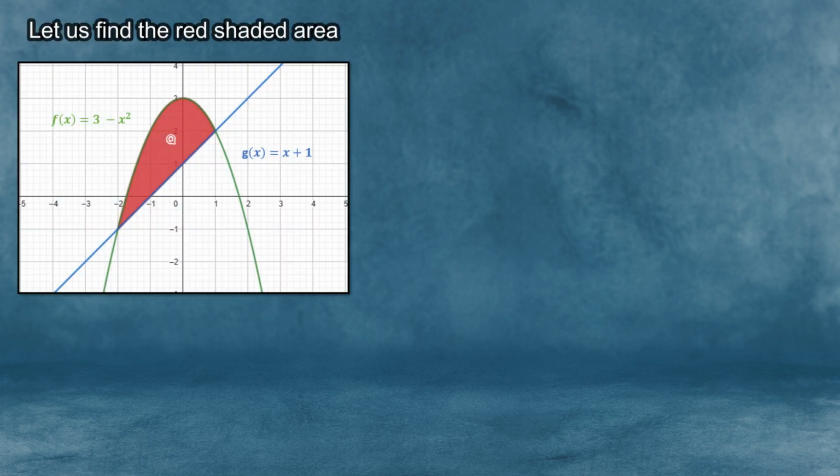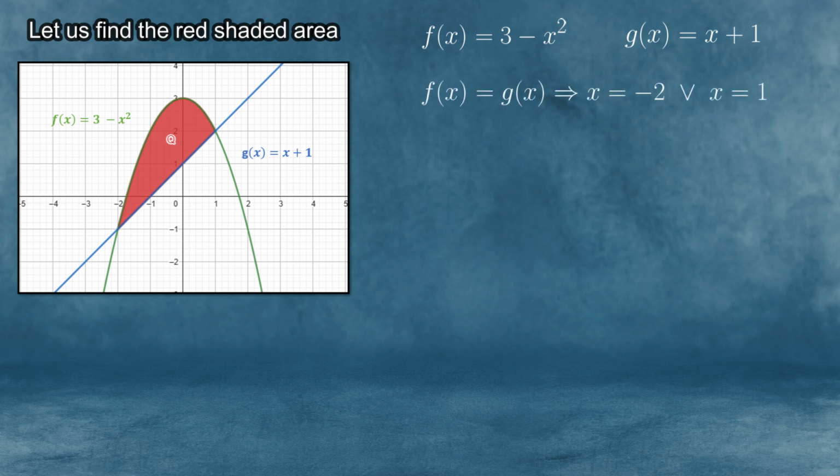Now, our second example involves the function f of x equals 3 minus x squared and the function g of x equals x plus 1. These functions intersect at x equals negative 2 and x equals 1. Thus, we need to do the integral from minus 2 to 1 of 3 minus x squared minus (x plus 1), because the function f of x is on top of g of x in the interval minus 2 to 1.